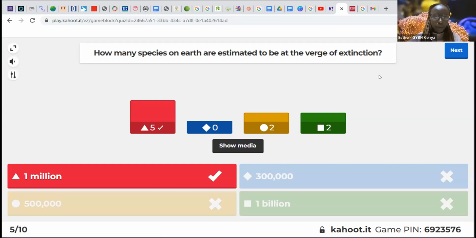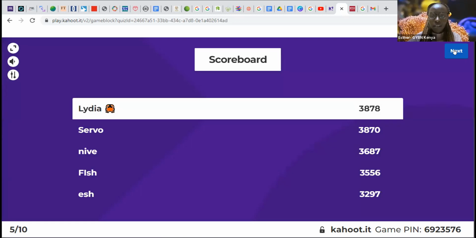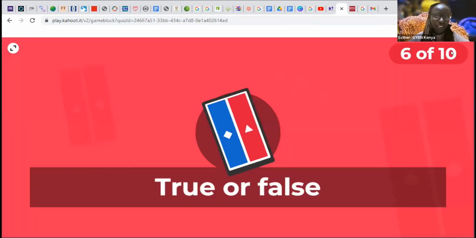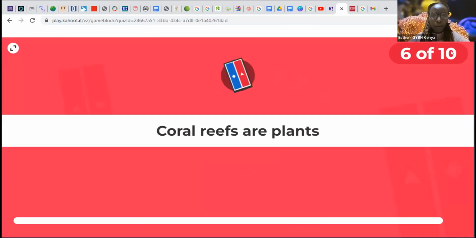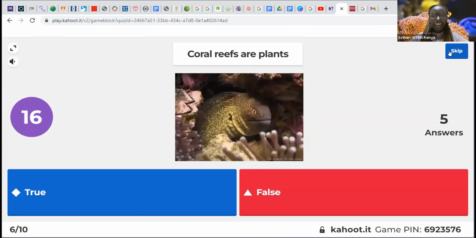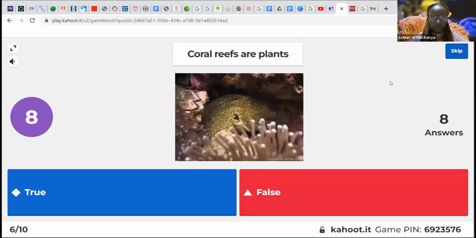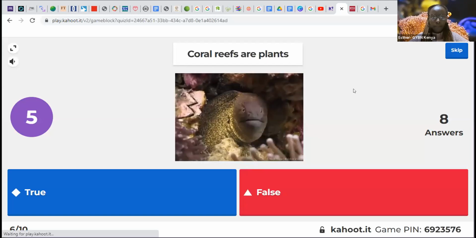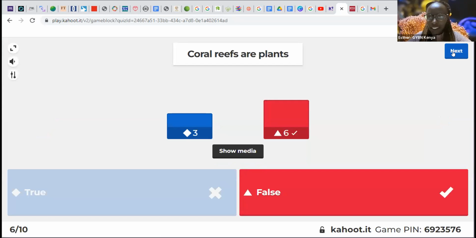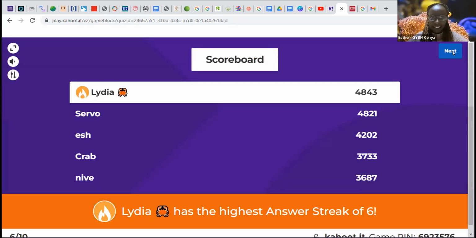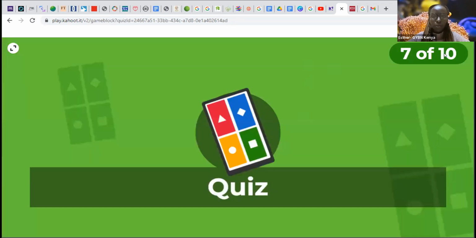We have time up for that question. We can see some good scores going up. We have Ash now. I didn't see the name earlier. And now we're going to the next question, the sixth question, about coral reefs. Time up for that question as well. Let's see who led. We're still having Lydia, and I can see Naive now in second position, with some good scores there. We go to the seventh question.